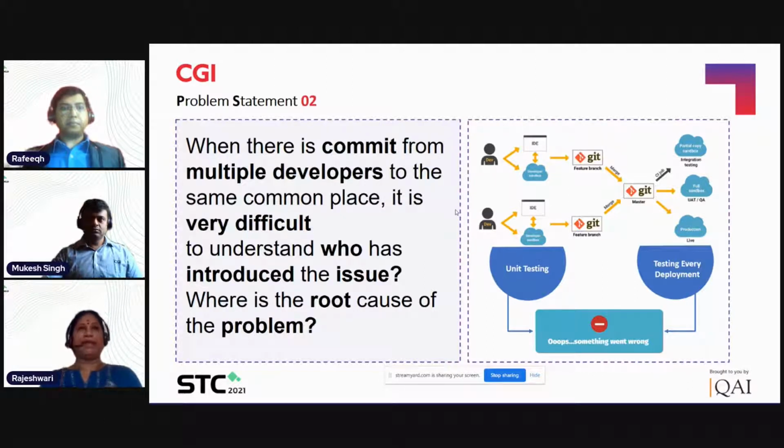We have to make QA shift left towards the development stage, so that the testers and the developers work together. They do pair programming and they can do pair testing as well, so that whatever code is being deployed, the quality of the code will increase.